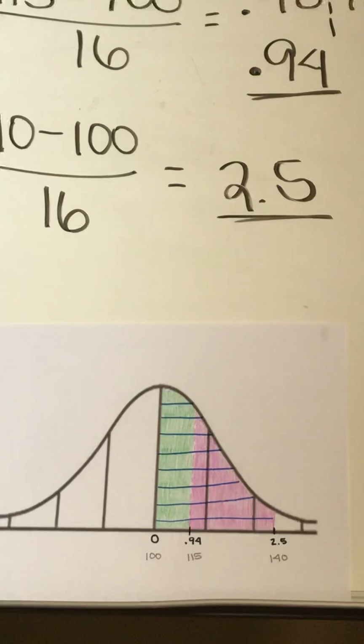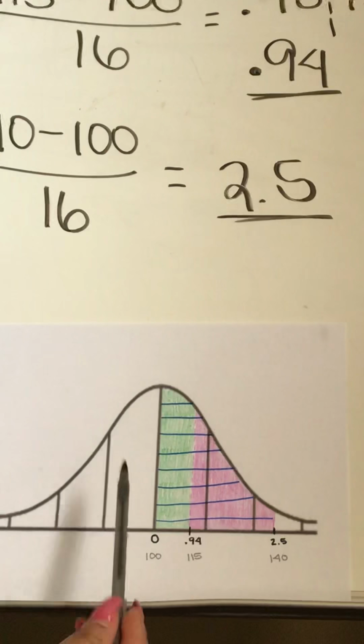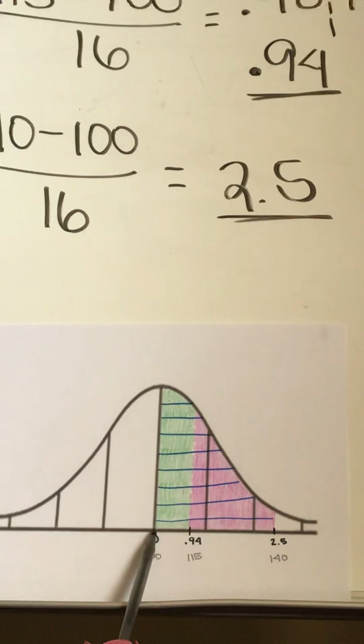Okay? So I hope you heard that. I'm going to go get the mean and z measurement for 2.5 and subtract the mean and z measurement of 0.94 off of it. And that's going to give me what's left in purple. So let's look at those measurements.